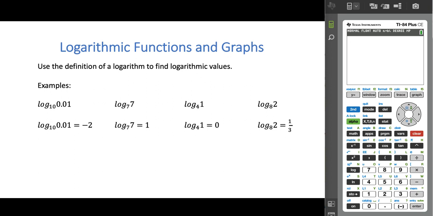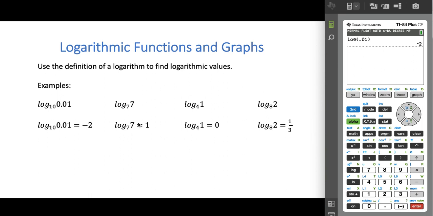I want to show you how to do this on your calculator. So here are 4 questions you had to do in the previous screencast, and I want to show you how to do them in your calculator. The first one is the log base 10 of 0.01. Well, that one's easy because log base 10, remember, is the common log. So we can just type log in 0.01 and it'll give us our answer, which is -2.